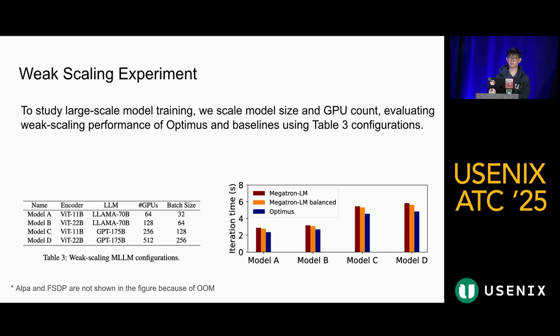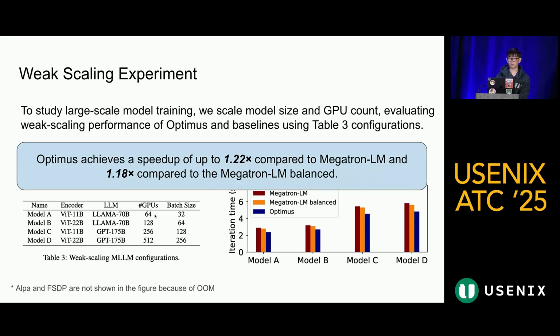In the weak scaling experiment, we scale the model size with the GPU count, evaluating the weak scaling performance of Optimus. As you can see here, we create models from less than 100 billion to 200 billion, and we increase the number of GPUs from 64 to 512. We found that Optimus can achieve a speedup of about 22% compared with Megatron LLM and 18% compared with Megatron LLM balanced. And for FSDP, when we evaluate it at a larger scale, it fails because it doesn't have enough memory to support the training.